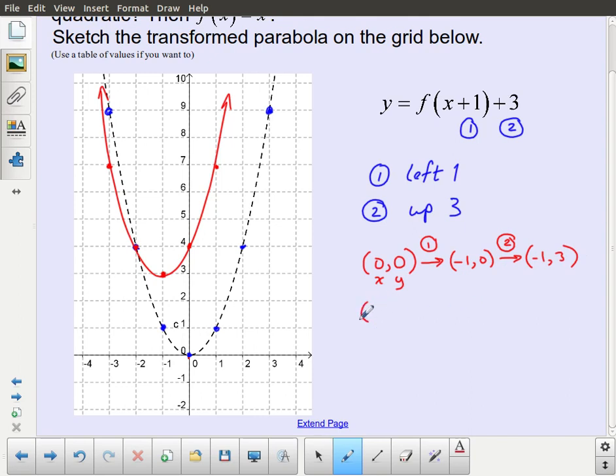Or you can do this all in one step. Let's take the point 1, 1, and let's just move it left by 1, which would take it to 0, up by 3, which would take it to 4. The point negative 1, 3, well, that's this one. And the point 0, 4, well, that's this one. So you can do this a number of ways.